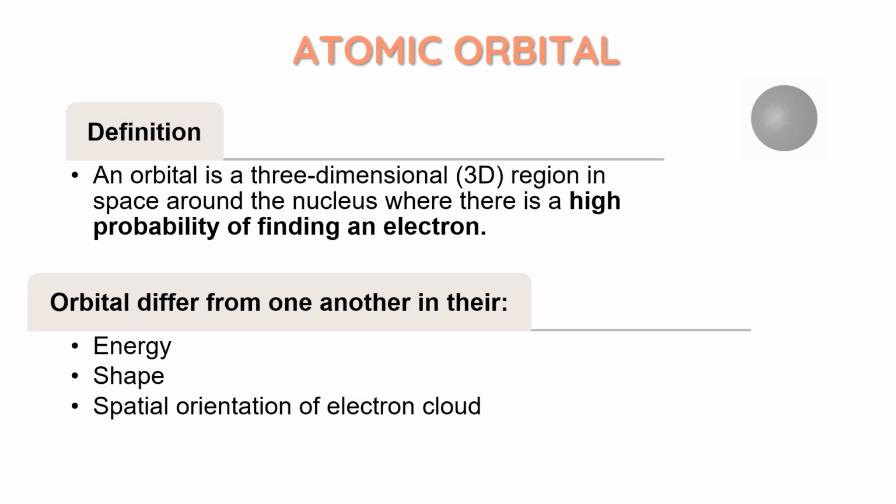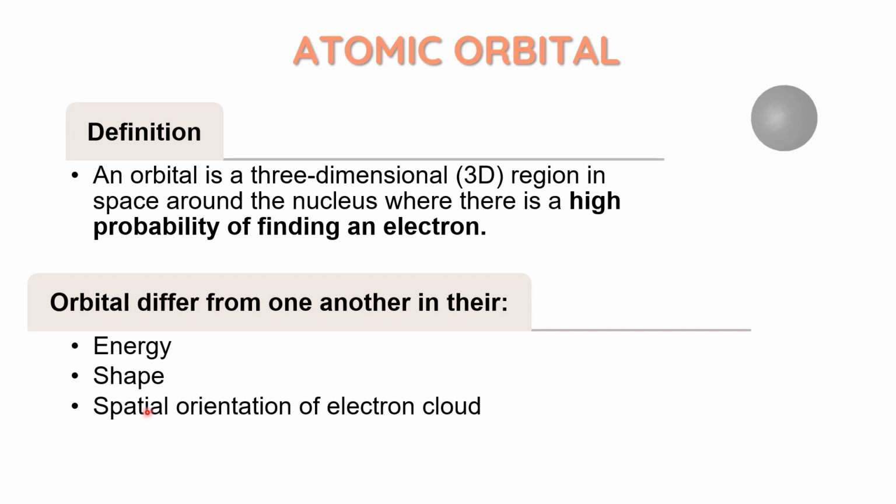Atomic orbital, according to the quantum mechanical model, is a three-dimensional region in space around the nucleus where there is high probability of finding an electron. So we do have shapes for the orbitals. By looking at these shapes, we can determine where is the space around the nucleus where we could find the electron. Daripada bentuk-bentuk orbital ini, kita boleh predict, kita boleh identify di manakah ruangan-ruangan di dalam atom yang kita boleh possible untuk jumpa electron.